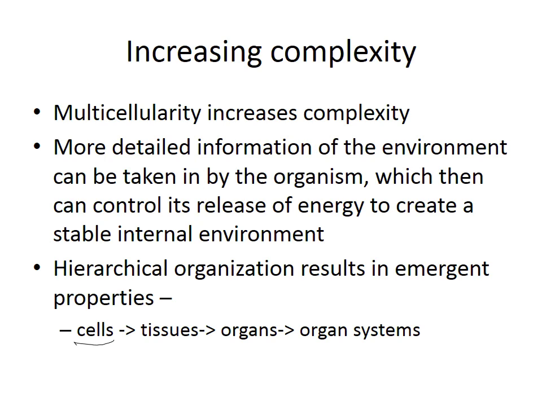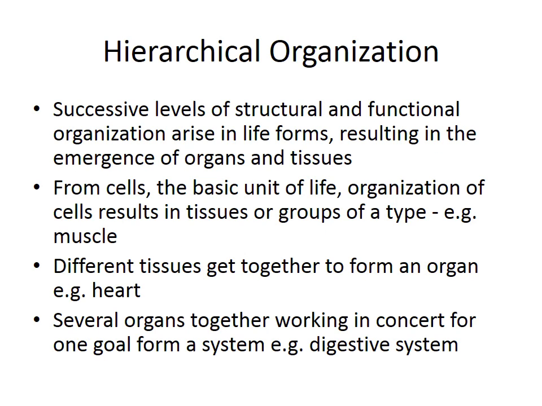We can just have cells, and then an aggregate of cells will make a tissue. Then a bunch of tissues get together and make an organ. And then many organs can get together and make an organ system. So successive levels of structural and functional organization arise in life forms, and these result in the emergence of organs and tissues. Cells are the basic unit of life, and organization of cells results in tissues, or groups of a type, for example, a muscle. And we looked at muscle cells, sarcomeres, in 101 as well.